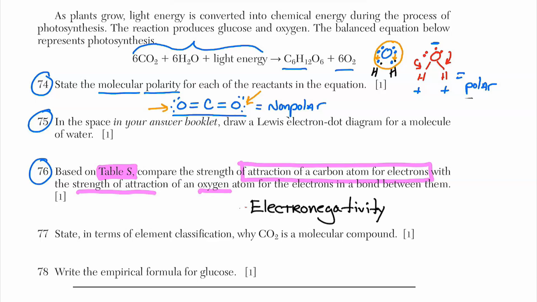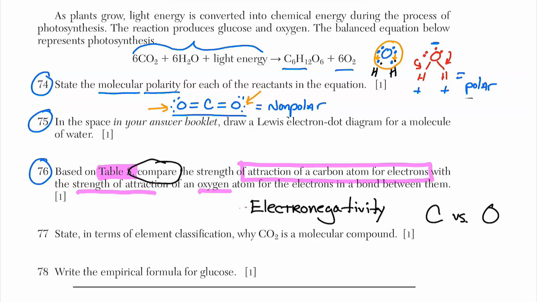So what they're really asking, based on Table S, is who has a higher electronegativity? Because electronegativity, of course, is posted. And we're comparing a carbon versus an oxygen. I can already tell you that oxygen, being farther to the right, is going to have a higher electronegativity, but if you don't know, you can just look it up. You just had to know that the attraction for electrons is electronegativity. They're not saying why. They just want you to compare. Very simple. So let's go to Table S.